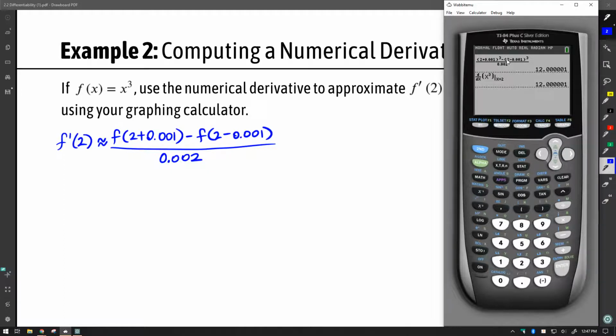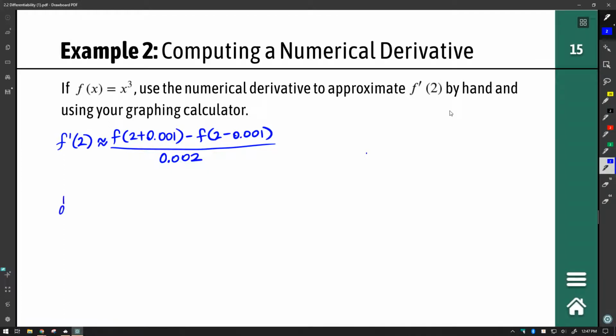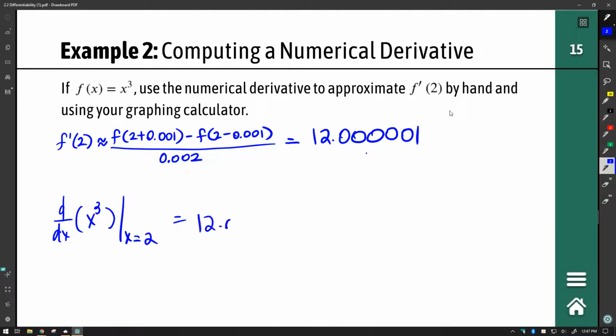And what we just did in the first line is the longhand version. So we're going to note here that d/dx of x cubed at x equals 2, both of these get the same answer, 12.000001. Oops, the 6th decimal place. And this is an approximation of the numerical derivative at x equals 2.